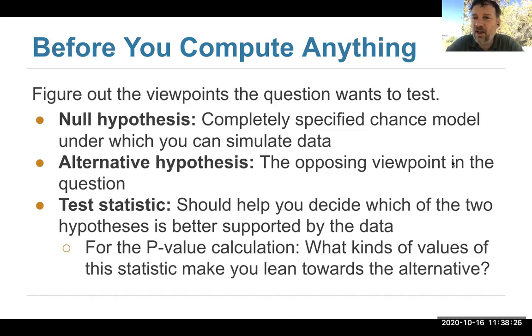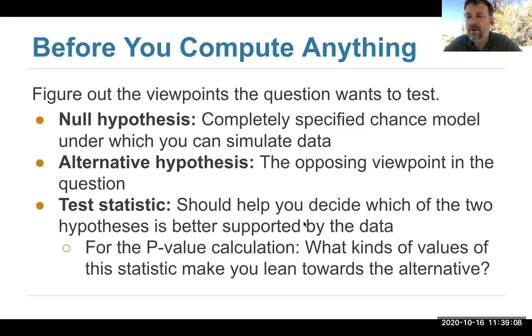Finally, once you've figured out the null hypothesis and the alternative hypothesis and you've come up with a test statistic, then your next step is to do the p-value calculation. In computing the p-value, you're going to do a simulation. You're going to look in the tail of the histogram of the simulated values. The simulated values are going to be obtained based on the null hypothesis. To help you choose the tail, figure out what values of the test statistic make you lean towards the alternative, and then look on that side of the histogram. So if larger values of the test statistic support the alternative, then look at the right tail of the histogram and figure out how much area there is there. That will enable you to compute the p-value.